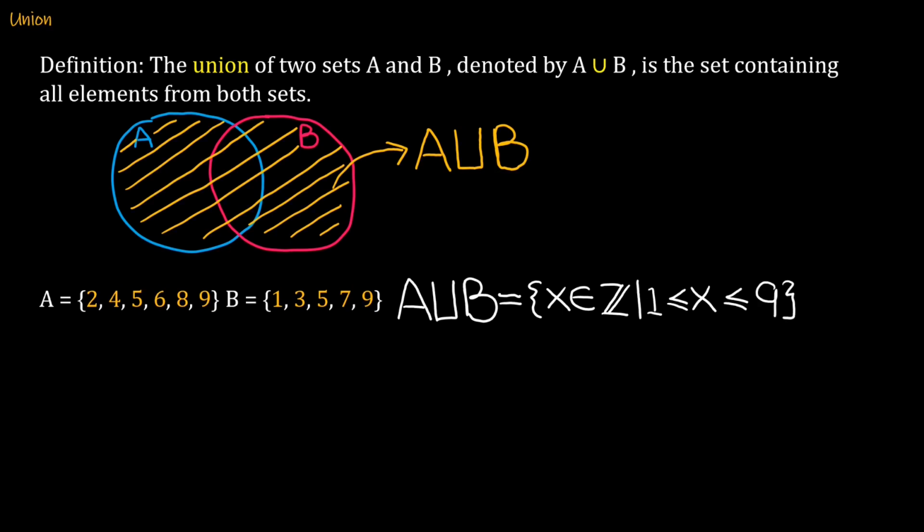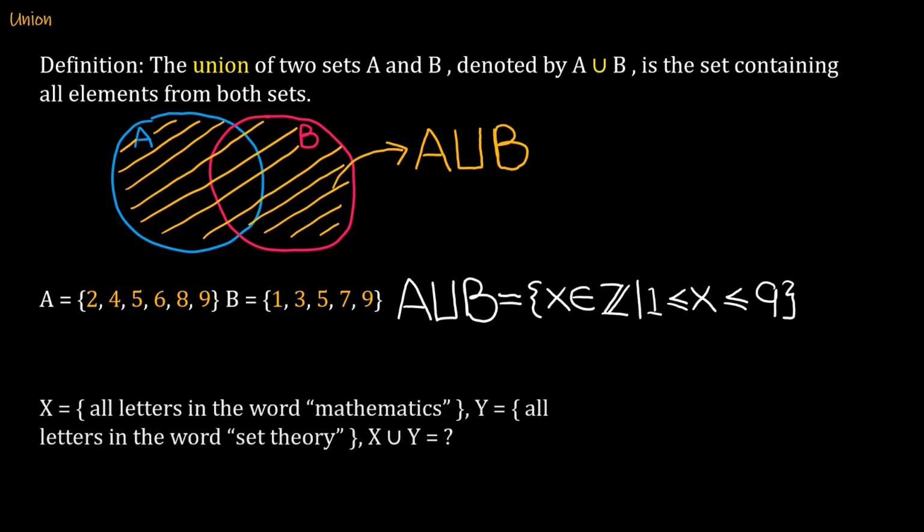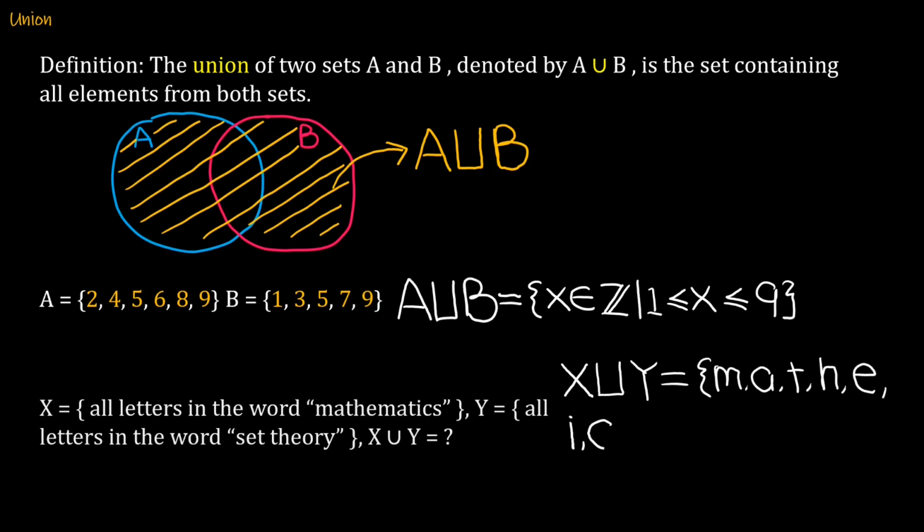Again, when constructing the union of two sets, elements that belong to both sets should appear only once. Let's do our exercise involving letters again, but this time we need to find the union. Instead of finding letters that are common to both sets, every element in either set should appear in the union. So the elements of X union Y are M, A, T, H, E, I, C, S, O, R, and Y.